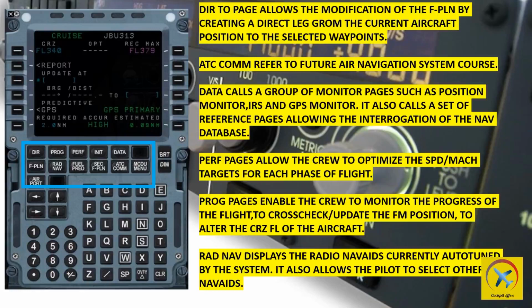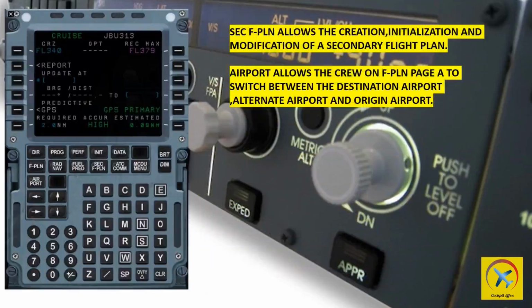DIR page allows the modification of the flight plan by creating a direct leg from the current aircraft position to the selected waypoints. ATC-COM: refer to the Future Air Navigation System course. Data calls a group of monitor pages such as position monitor, IRS, and GPS monitor. It also calls a set of reference pages allowing the interrogation of the navigational database.